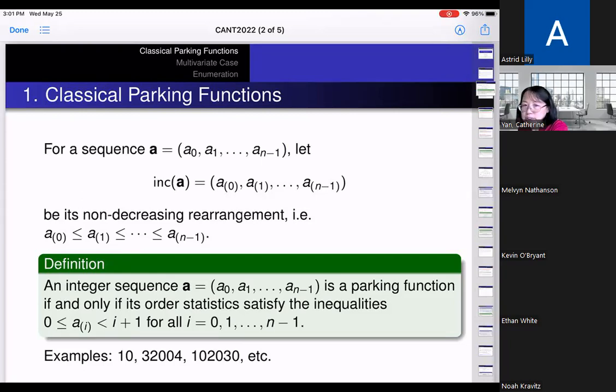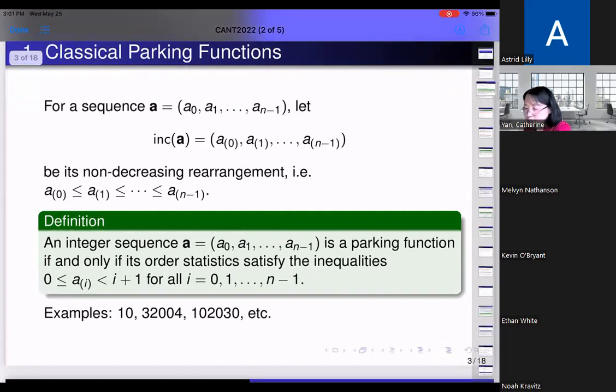For such a sequence, we say it is a parking function if and only if the ith order statistic satisfies the inequality: the number is an integer lying between 0 and strictly less than i plus 1, so just up to the number i. I gave some examples of parking functions, and why they are parking functions. Maybe just say one example here.